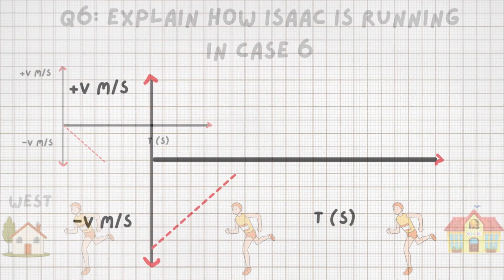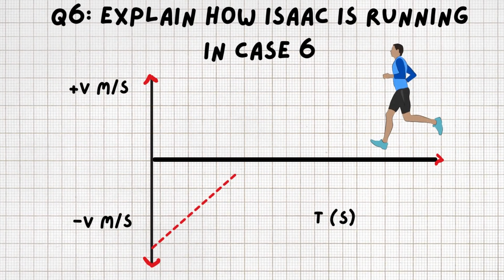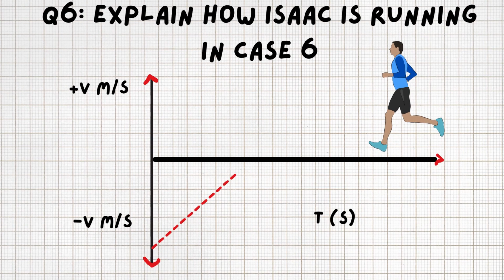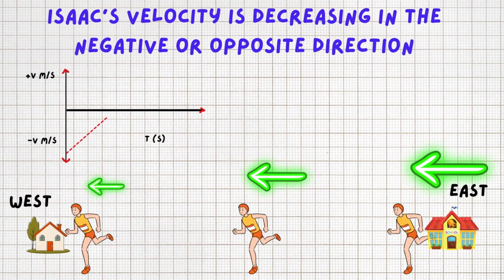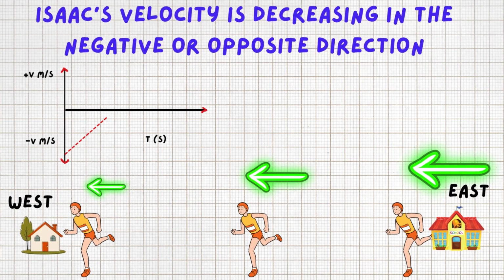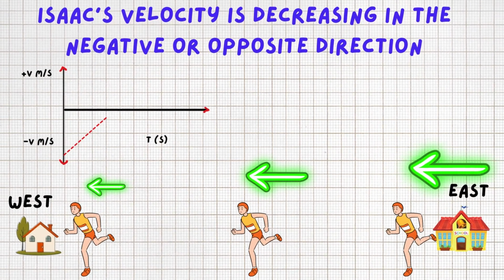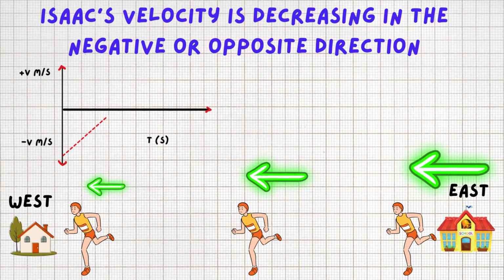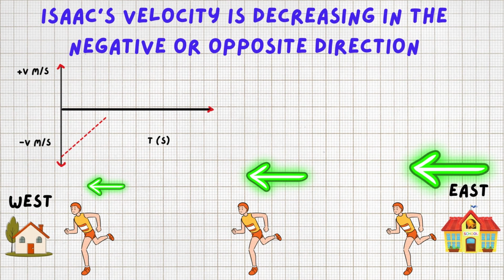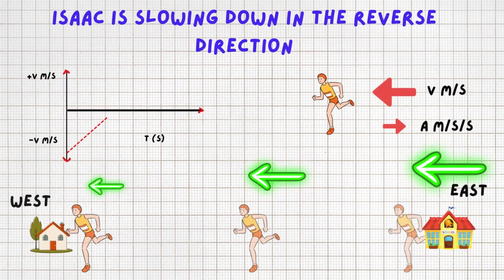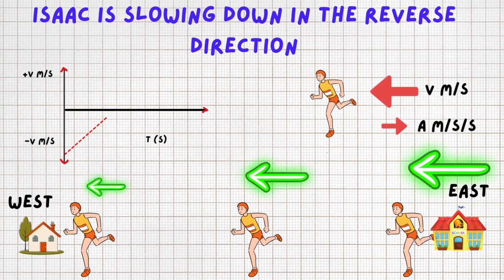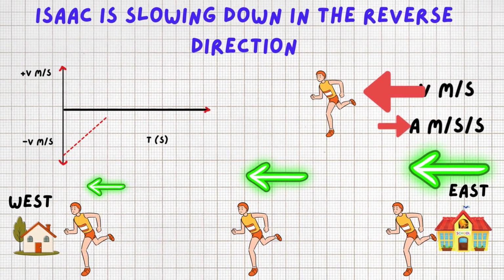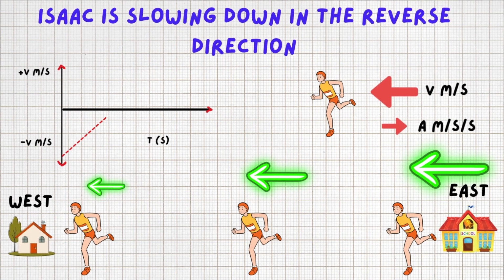Question 6. Explain how Isaac is running in case 6. A line that slopes towards the x-axis in the negative quadrant means Isaac's velocity is decreasing in the negative or opposite direction. His velocity and acceleration are in opposite directions. In this case, Isaac is slowing down in the reverse direction.